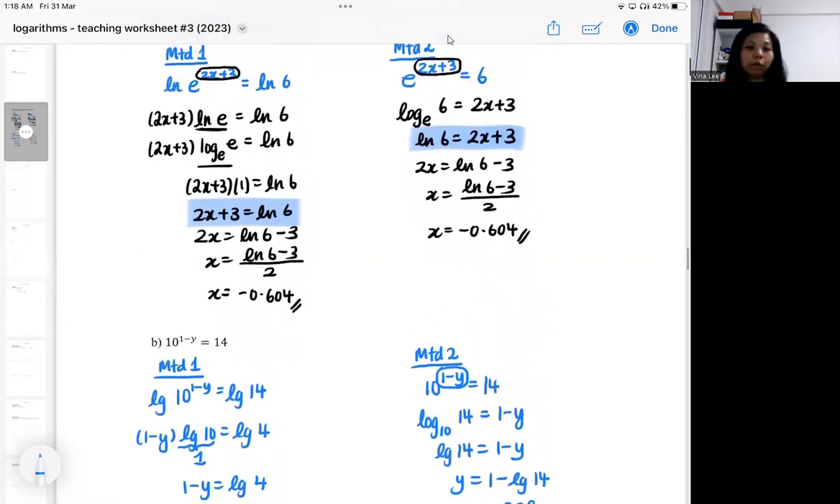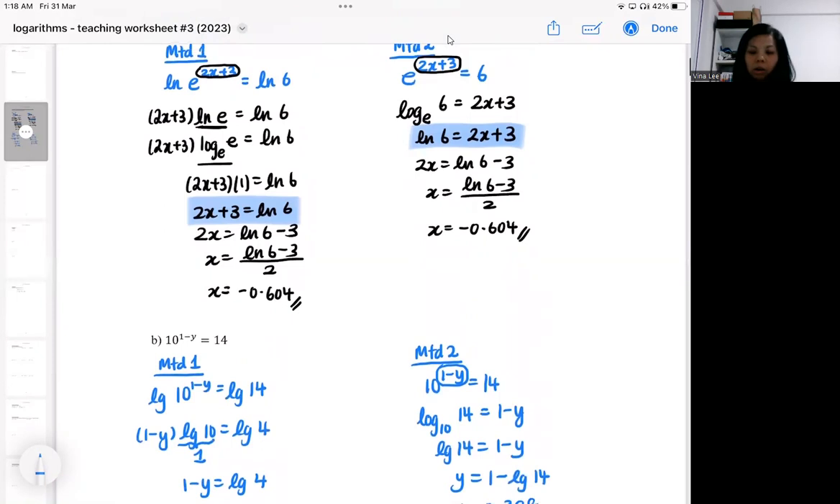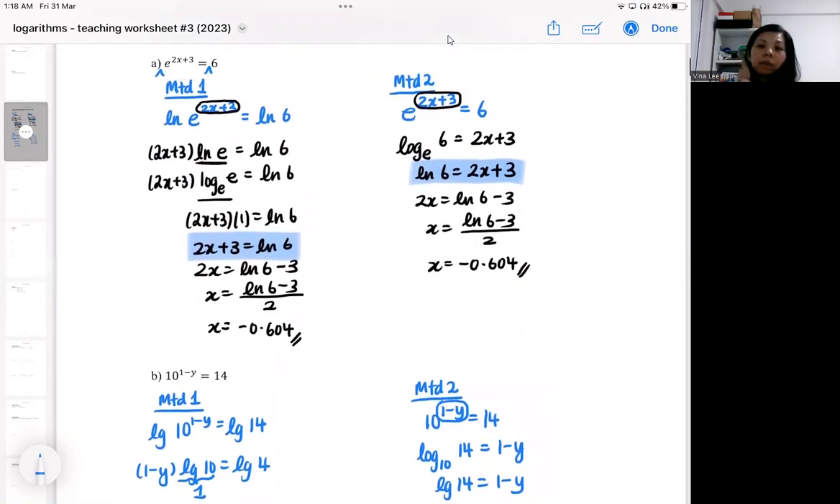Okay, so either you prefer to take ln both sides, or you take lg both sides, or generally you change it to your logarithm format. Think of it as an index format, indices format. Change back to logarithm, and then you are able to punch calculator.